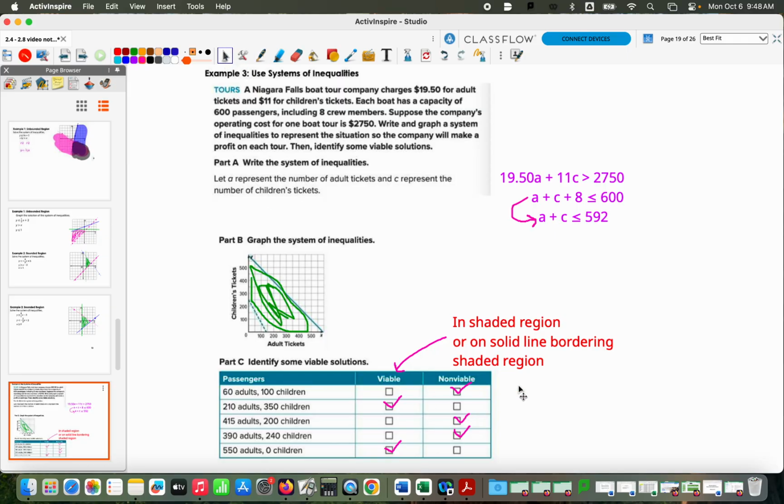And then we just look through these choices, see which ones work. So viable means it's in the shaded region here, or it's on a solid line that borders the shaded region. So go through each point and feel free to double check it. But like 60 adults, okay, let's see where they count by 50, so somewhere here. And then 100 children, that looks like it's just slightly below the line. So I'm gonna say non-viable, or maybe it's on the line, but it's dotted. That doesn't count either. But 210 adults, somewhere in here, and 350, that should be fine. That should be inside that shaded region. So that'd be viable, that would work. And just go through and check each one.